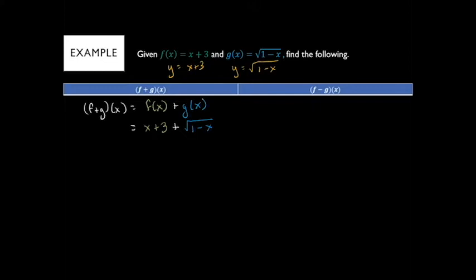Once you've done that substitution, then you try to simplify if possible. We don't have any like terms here that we can simplify because we can't really add a square root to an x or a 3 or anything like that. So this is as far as we can go. This is as simplified as we can get. And this is our answer. So when it asks you what is f plus g of x, this is what it's equal to: x plus 3 plus the square root of 1 minus x.